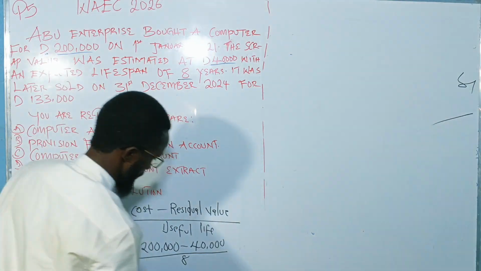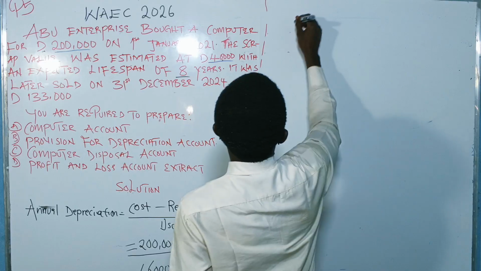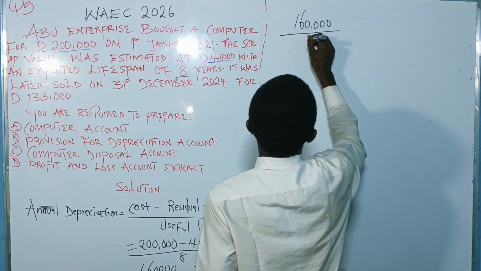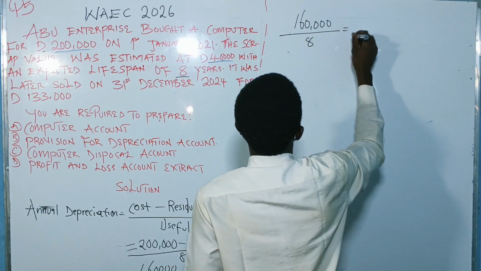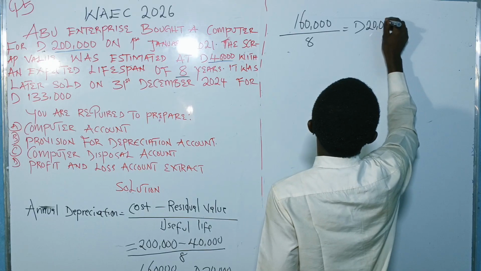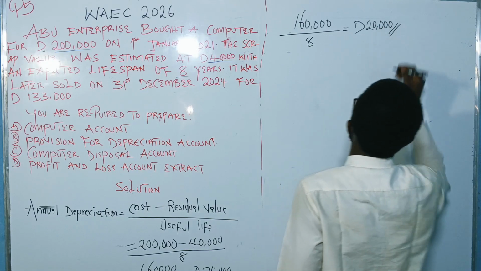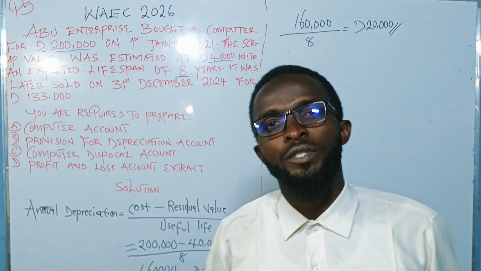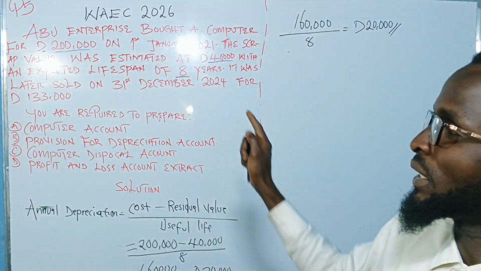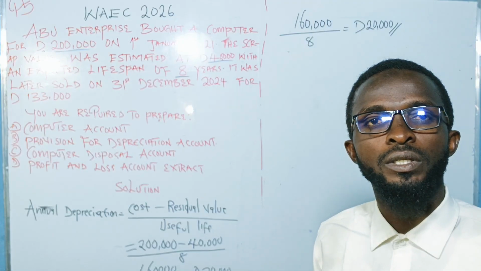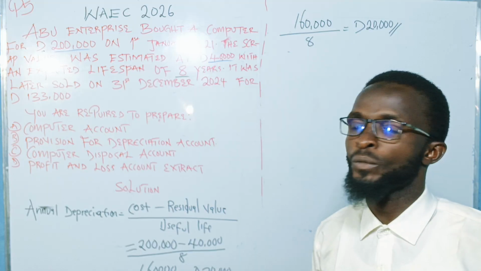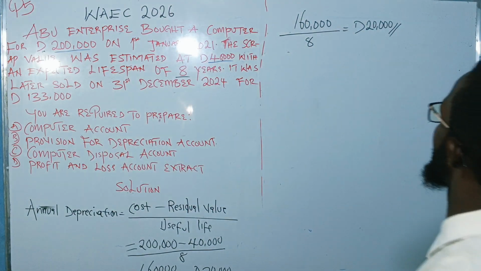200,000 minus 40,000, we have 160,000. 160,000 divided by 8, we are going to have $20,000. This is our annual depreciation. This tells you our asset, that is the computer, will lose its value of $20,000 every year. So now let's start with the computer account.